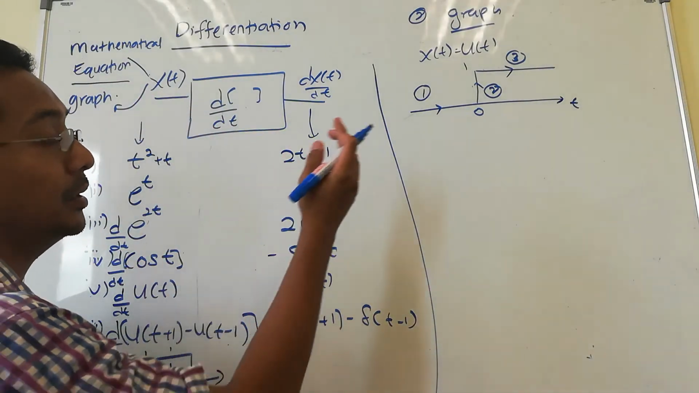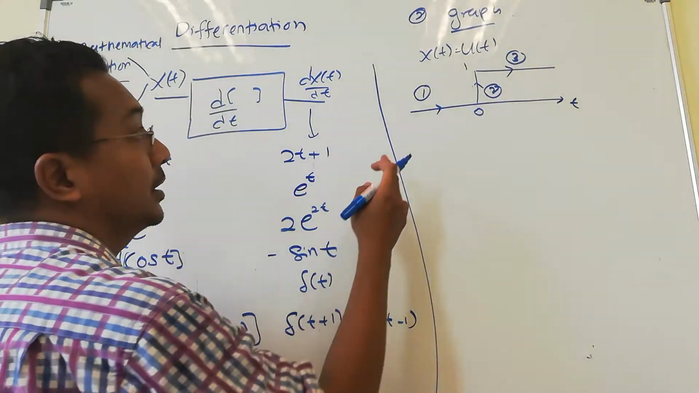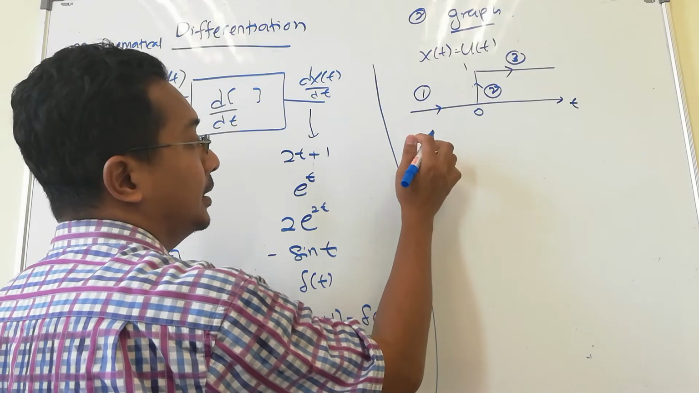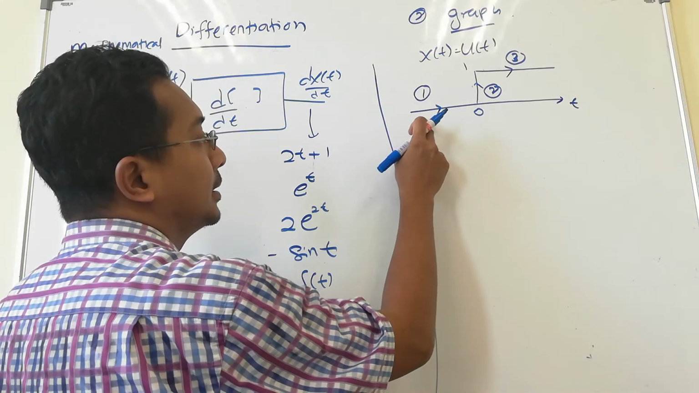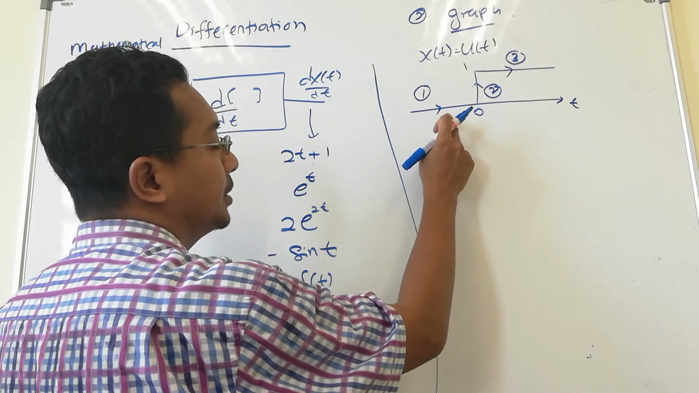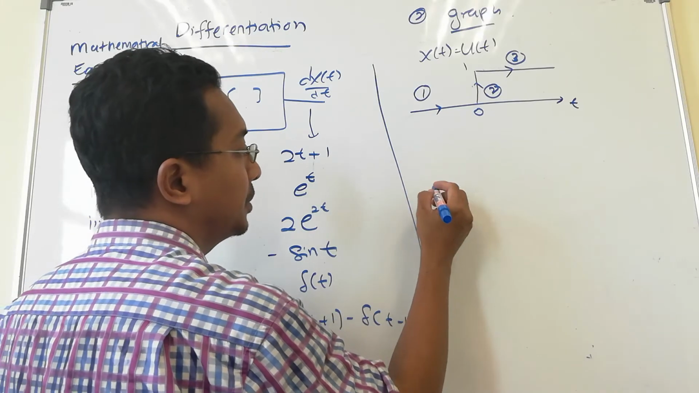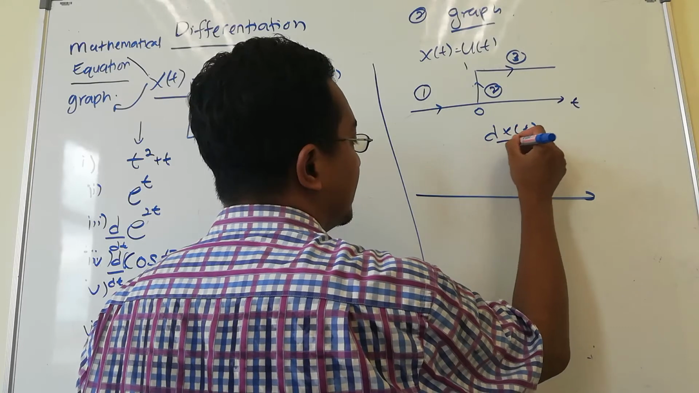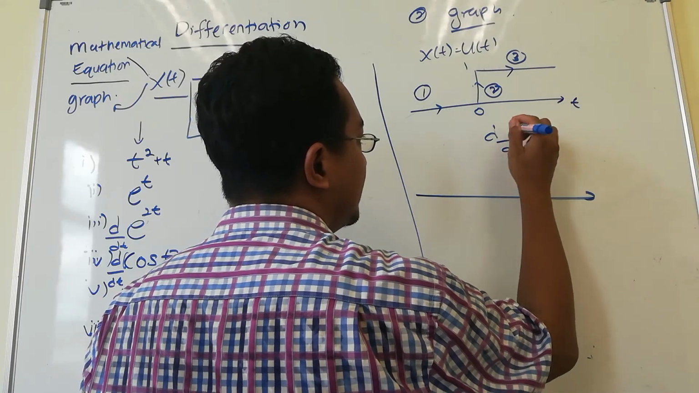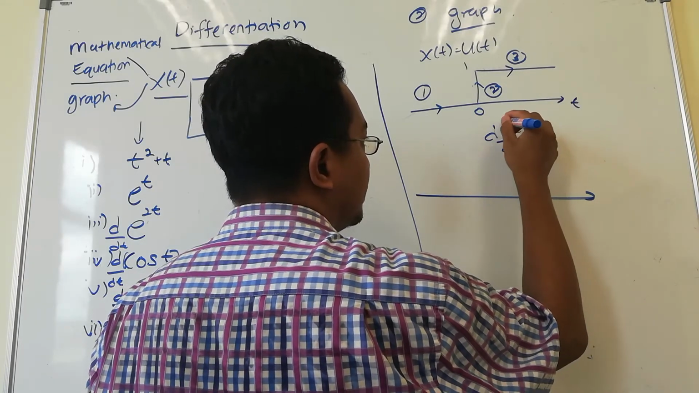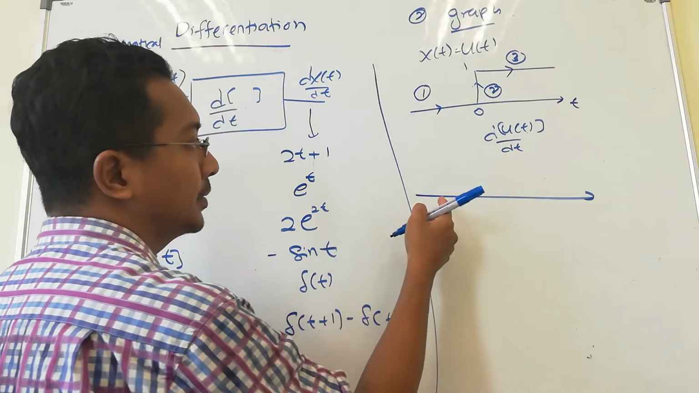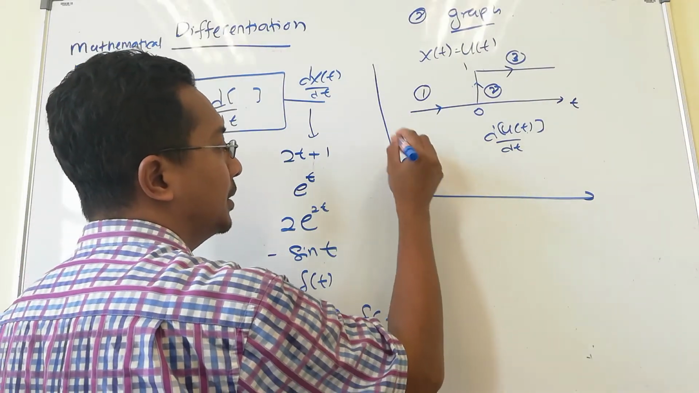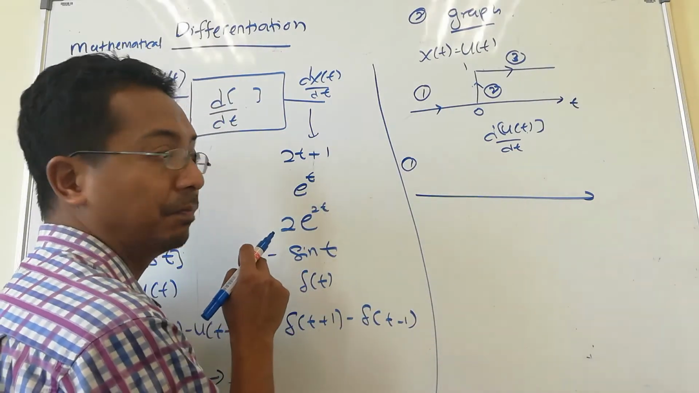Okay, so for the first section, we have 0 here, so differentiation of 0. This is our dx dt, our differentiation of ut. So based on section number 1, differentiation of 0 is equal to 0, so you get 0 over here.